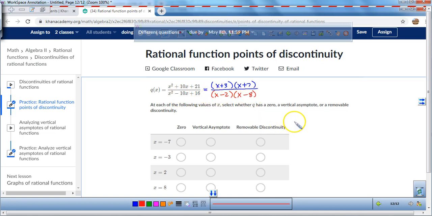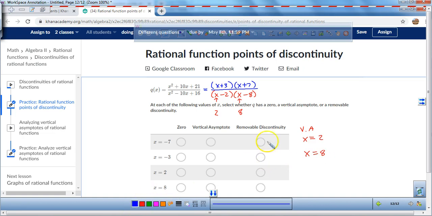So it looks like this time we actually have two vertical asymptotes. We have two numbers that we could plug in to make this denominator equal to 0. One of those numbers is an 8, one of those numbers is a 2. So I'm going to say we got a vertical asymptote at x equals 2. We have a vertical asymptote at x equals 8.